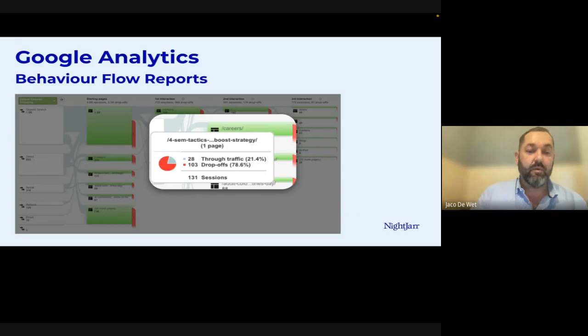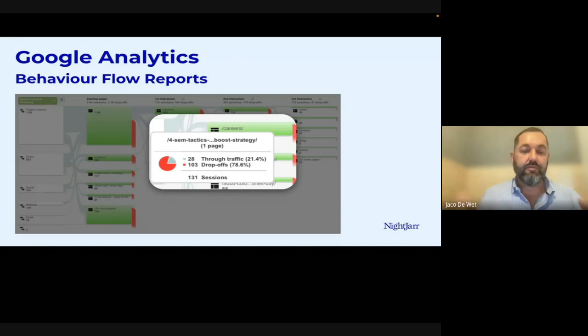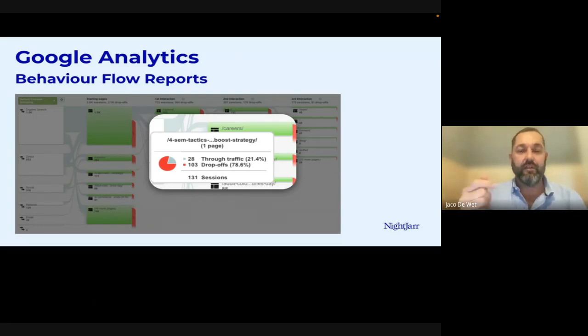So in this example, they would show you that 28 of the 103 users, so 21.4% out of the 78.6%, actually moved on. So that means you had a drop off of 78%, which is not ideal. Ideally, you want to try and lessen that number of drop offs. You always want people to move on. And that's obviously one of the conversion rate triggers or points that we dial into.